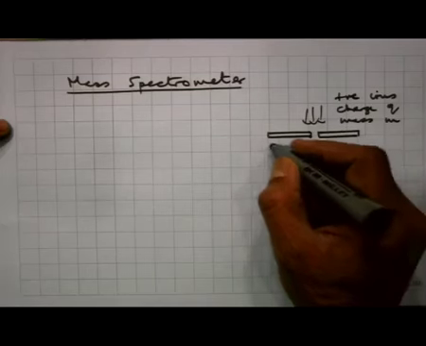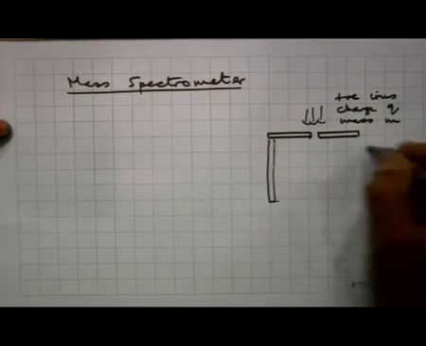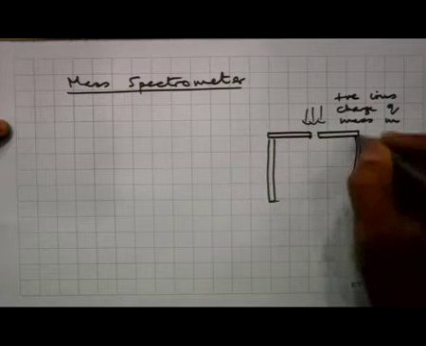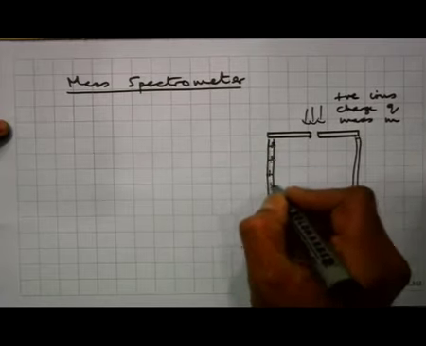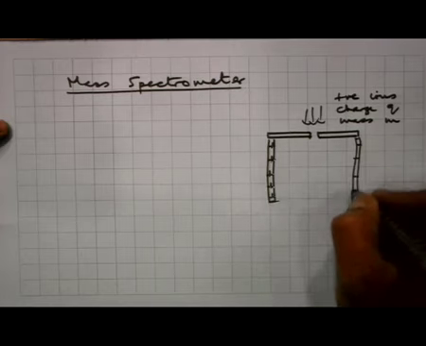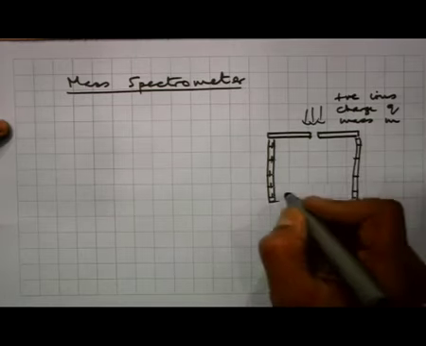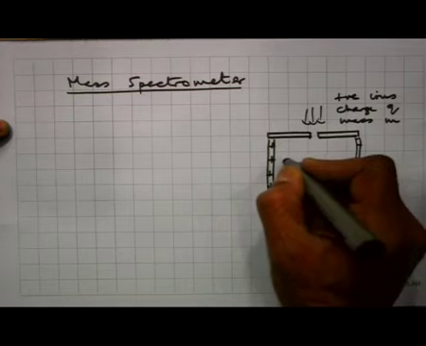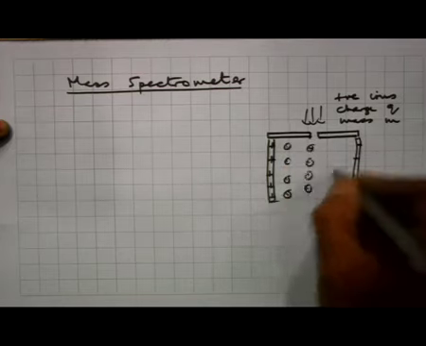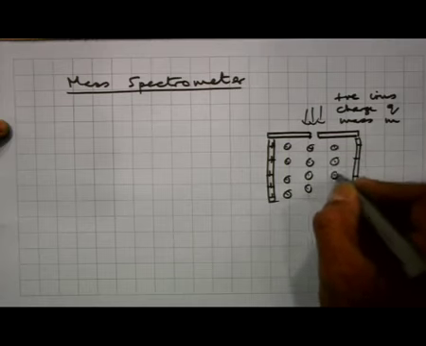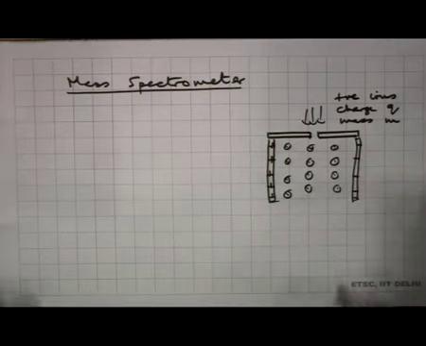And I have in this region, again, just like before, an electric field. This is positively charged here, let me assume, and this is negatively charged. And I have a magnetic field pointing towards me, a uniform magnetic field pointing towards me. And I have another slit here.